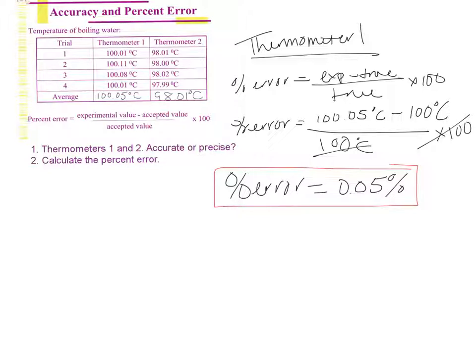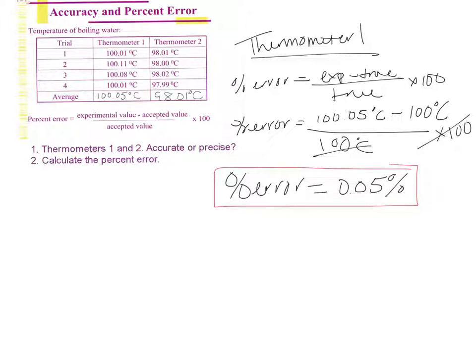Yay! Okay, so there's that one. I will let you calculate the accuracy of thermometer 2. I can already tell you that number is way further away than 100. So as far as which thermometer is the most accurate, that's going to be thermometer 1, because it's closest to the true value.